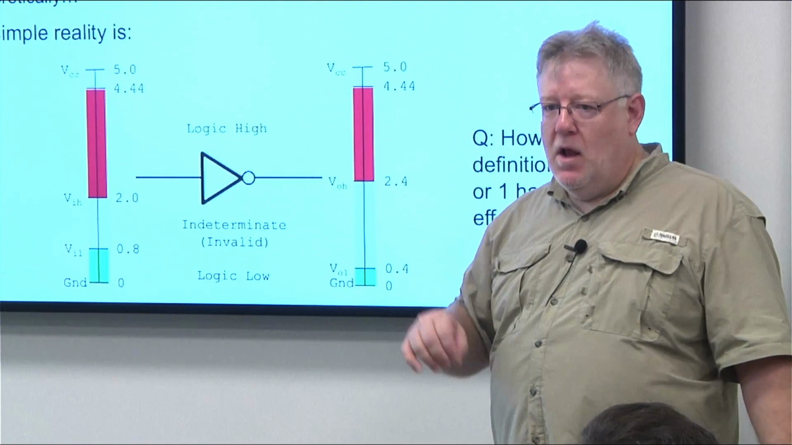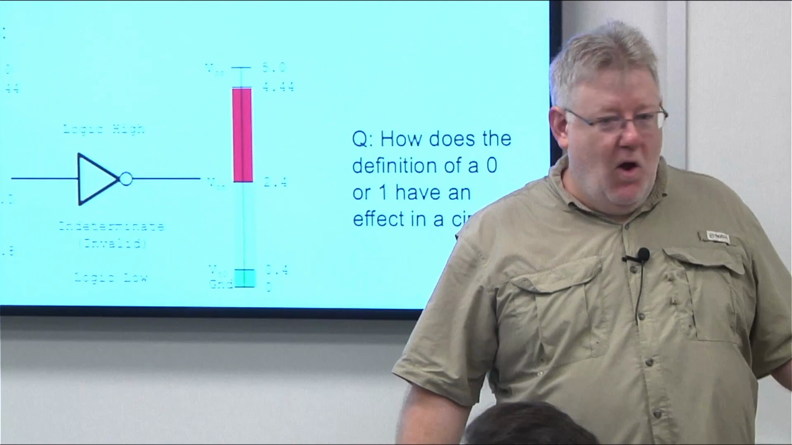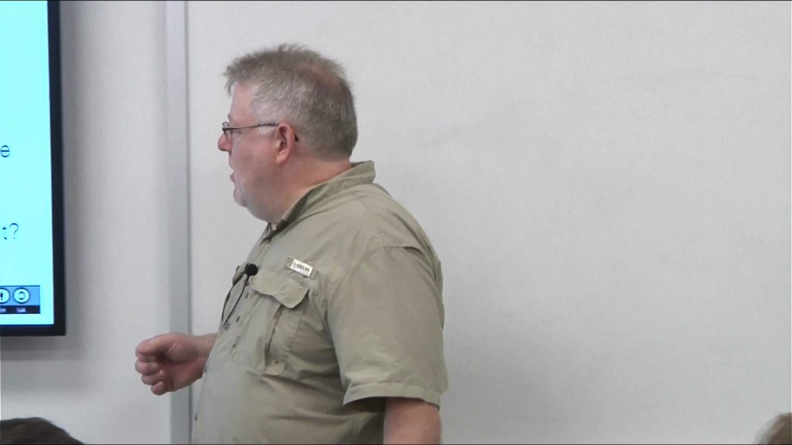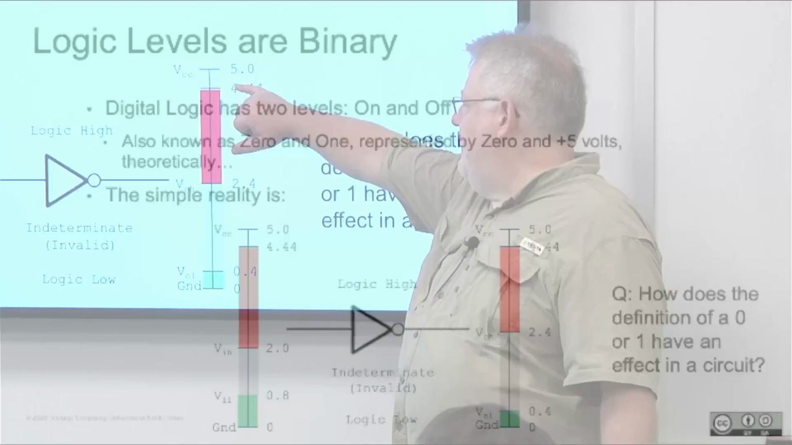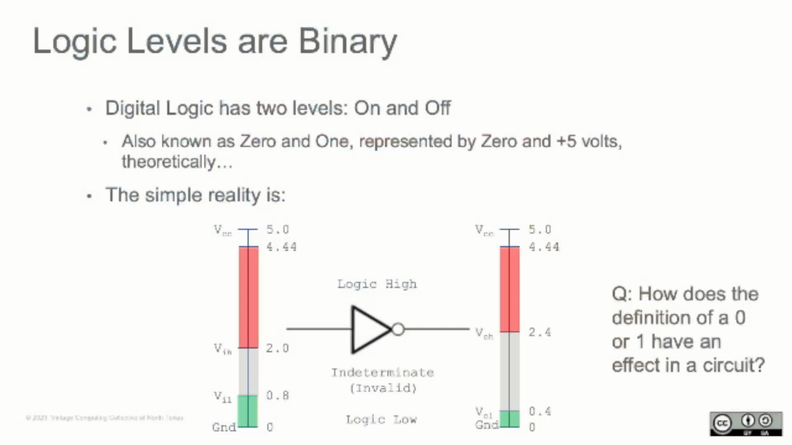What's the area in between? No man's land, indeterminate. There's not a logic state there. Now, on the outputs, they try to drive it to 2.4 and above and 0.4 and below. Now, why would you drive the output higher?